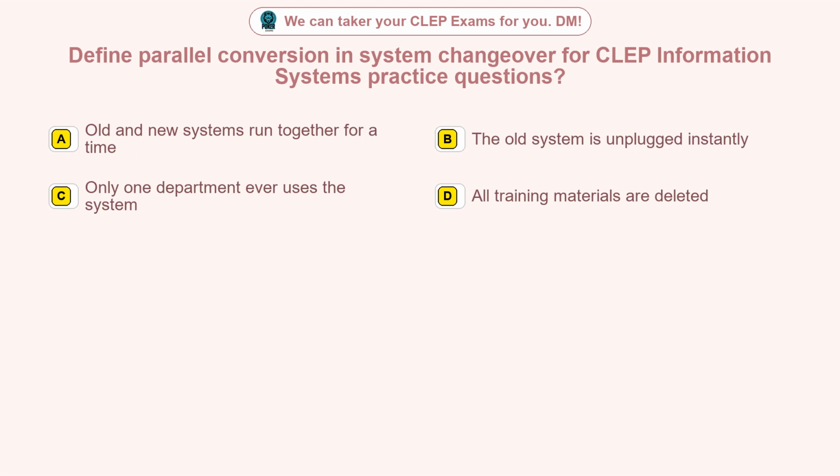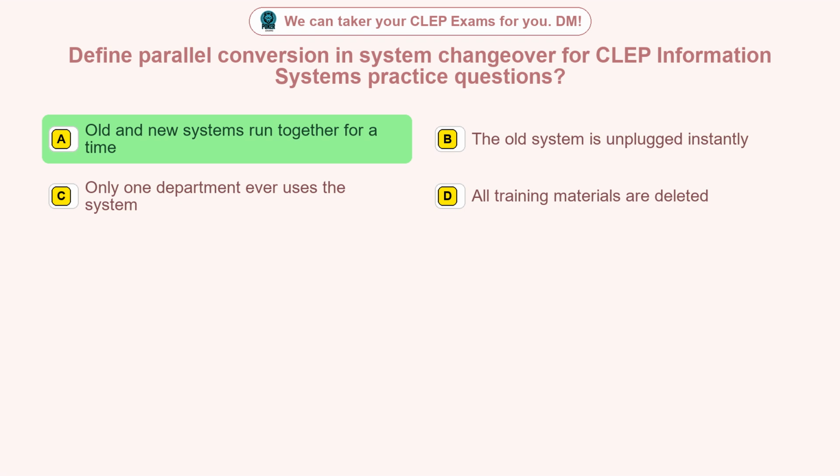Question 76. Define parallel conversion in system changeover for CLEP Information Systems practice questions. Option A. Old and new systems run together for a time. Option B. The old system is unplugged instantly. Option C. Only one department ever uses the system. Option D. All training materials are deleted.